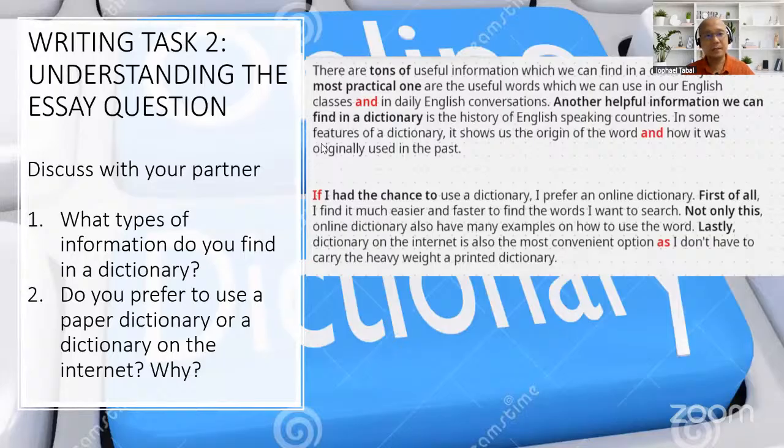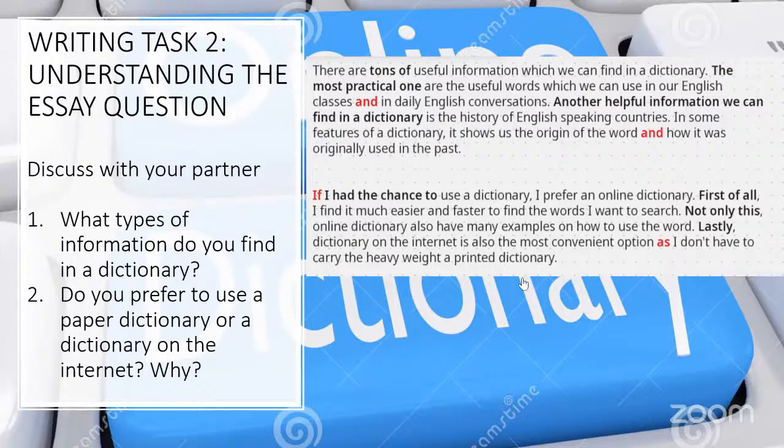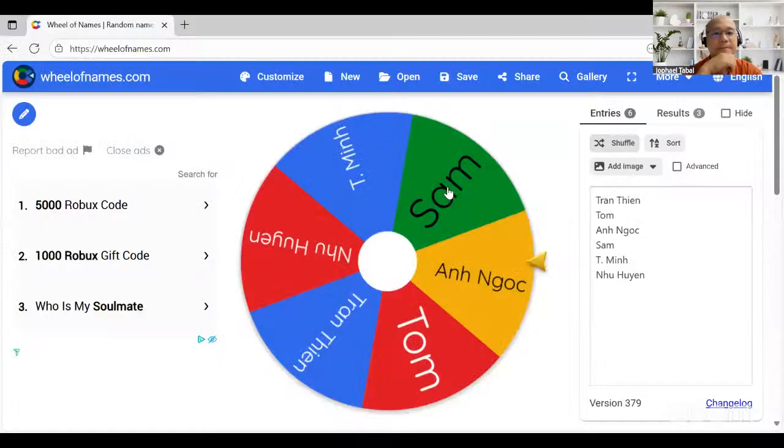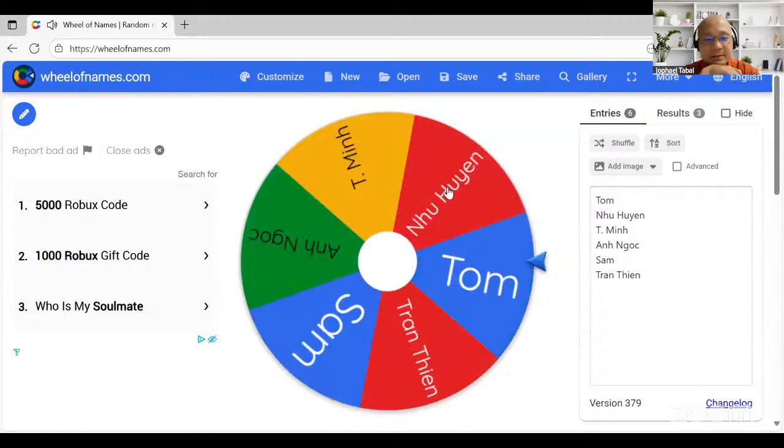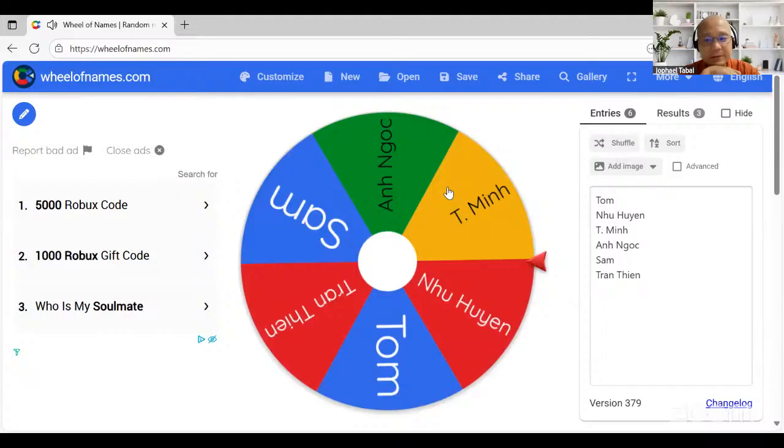How about Angop? Angop, you finished? Your name is chosen. Sorry, you finished? Not yet. Okay, no problem. Let's try another one. How about Tang Ming? Tang Ming, finished?